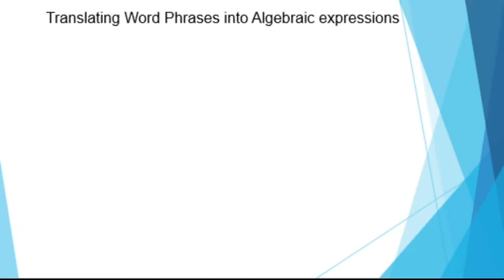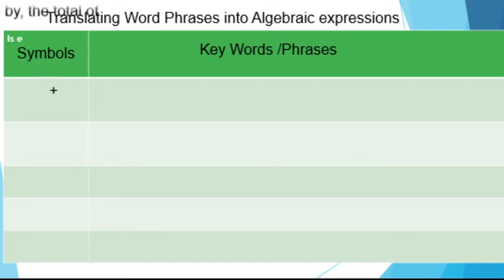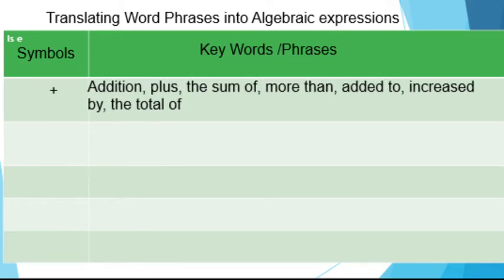Now, let me give you the word phrases used in translating into algebraic expressions. Okay, we have the symbols and the keywords or phrases. You have the plus sign, meaning you are getting the sum. You are adding. So, the phrases are addition, plus, the sum of, more than, added to, increased by, the total of. Once you encounter these phrases or words in a sentence, especially in math, it means you are adding or getting the sum.